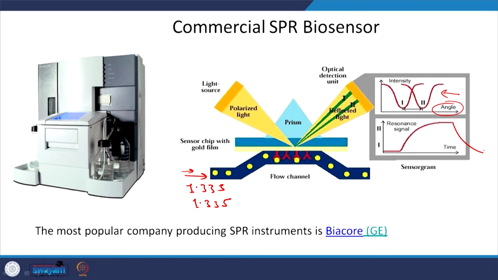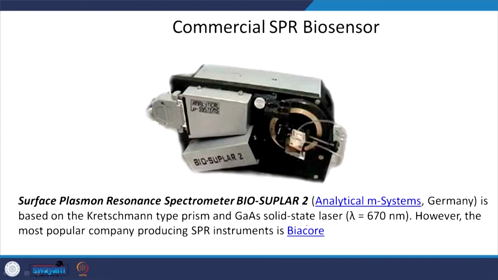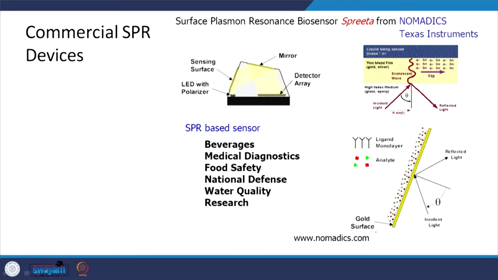The most popular company for producing this kind of SPR instruments is Biacore, which is now purchased by GE, so now it is GE Biacore. Then there are other companies, like one from Germany, where they are again using the Kretschmann configuration, and you can see here there are 2 arms. They are using a solid state laser, and it is a relatively cheaper one.